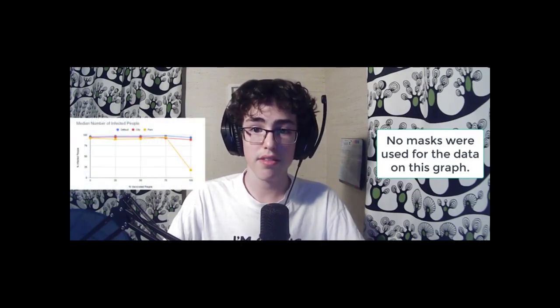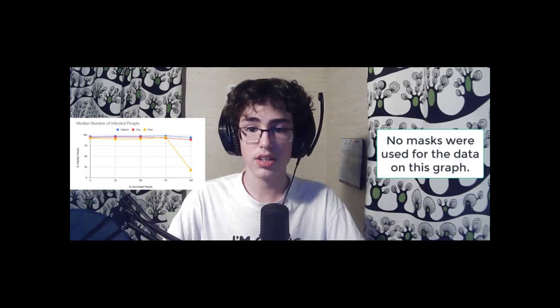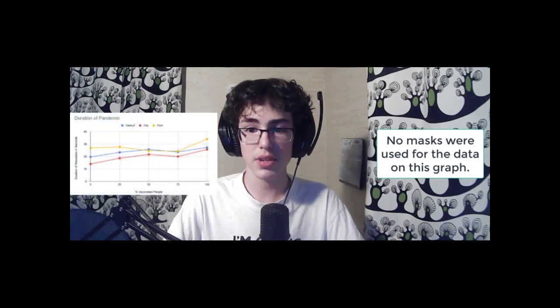One way we thought we could get rid of outliers, and see a more steady graph, was to use the median of the number instead of the average. And as you can see, it makes the graph a little more consistent, but still at 100% vaccinated, we get a big drop off. Next, we look at how long the simulations have been lasting.